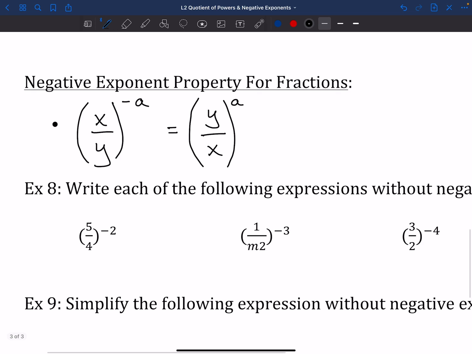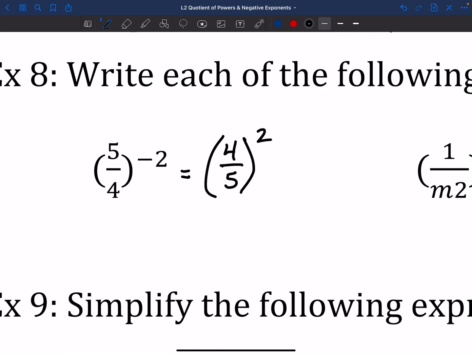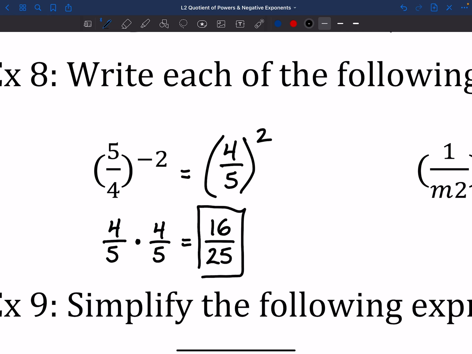So all we're going to be doing here is just that. If I have 5 over 4 to the negative 2 power, what I'm going to do is just flip that fraction to be 4 over 5 to the second. We can talk a little bit about how that's going to go if we wanted to simplify that. If I have 4 over 5 squared, that means that I have 4/5 times another 4/5. When we multiply fractions, as you've run into in the past, the top multiplies the top, the bottom multiplies the bottom. So this is what we could get out of that as our answer.